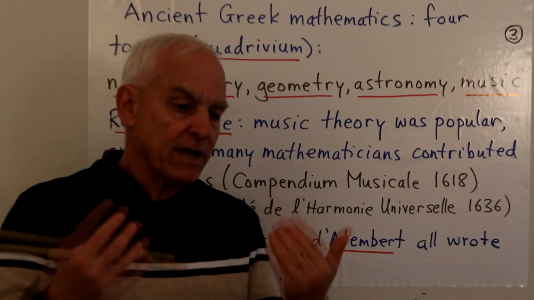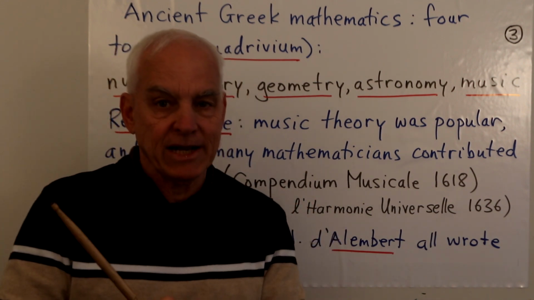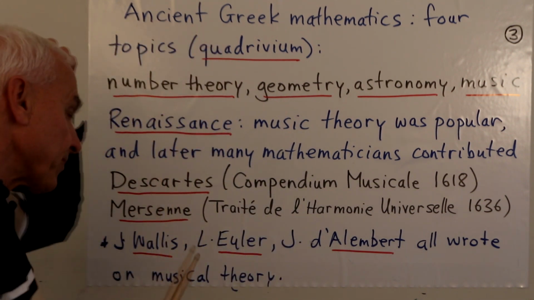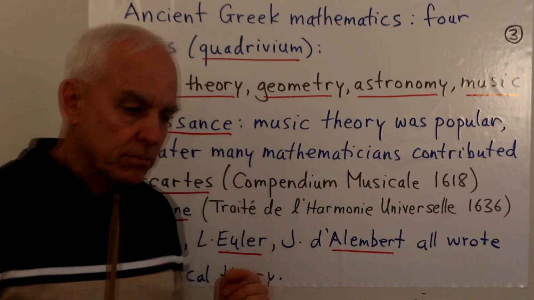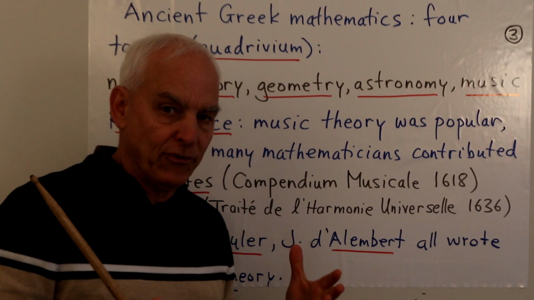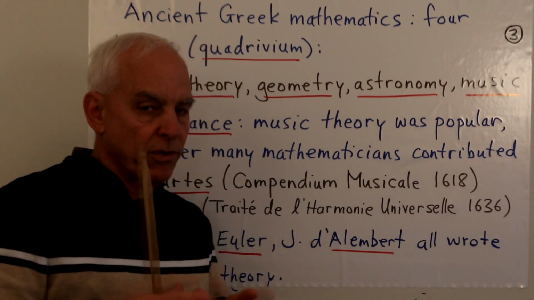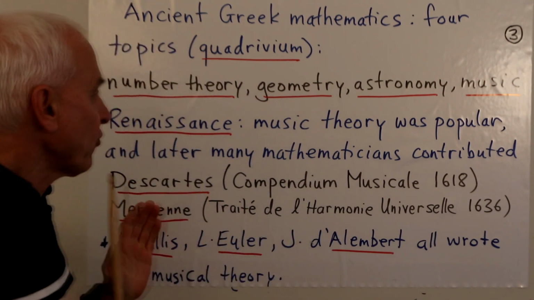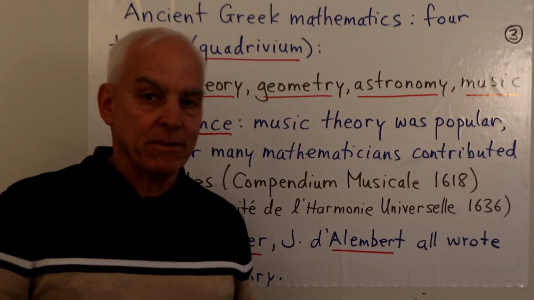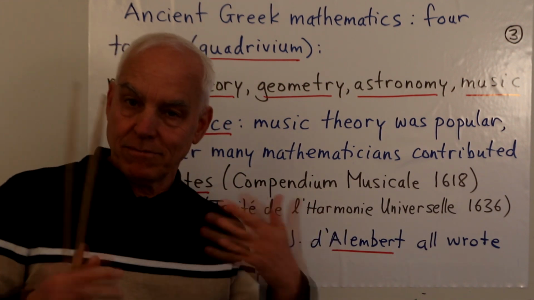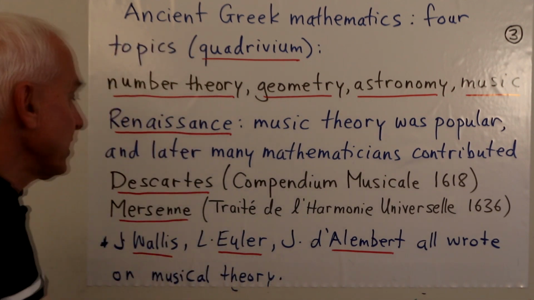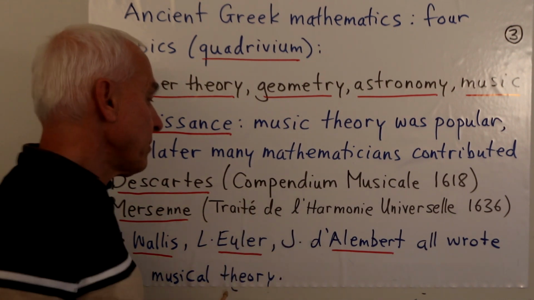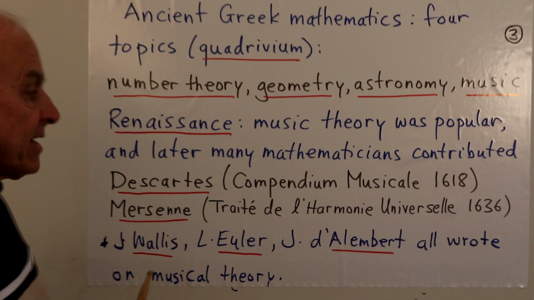And that rough designation actually carried on for many centuries, even into the Middle Ages and into the European times. So in the Renaissance, music theory was very popular. So abstract discussions of music along the lines that we've been talking about, having to do with various ways of tempering scales and intervals, etc. This was quite popular, and quite a lot of mathematicians ended up contributing to this basic discussion, including some notable mathematicians. For example, René Descartes wrote a piece called Compendium Musicale in 1618.